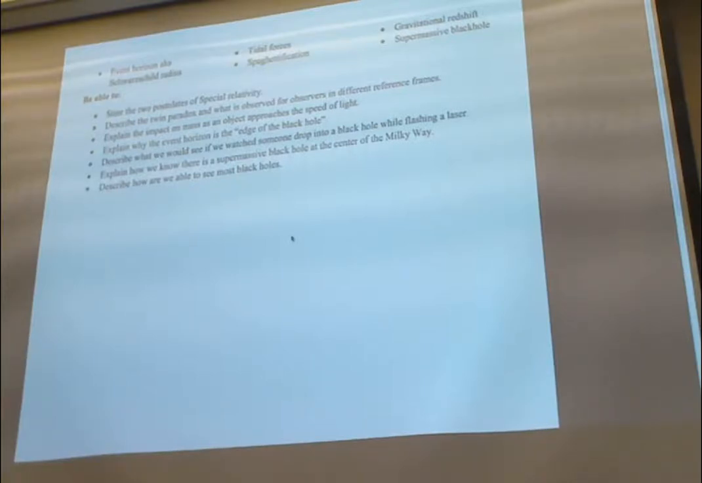And how do we know that there's a supermassive black hole? I just showed you the video, right? The stars are orbiting something that's invisible, it's got to be there. And then last, how do we see most black holes? We don't see the holes, but what do we see? The accretion disk. When matter is falling in, it heats up and shines with X-ray light while it's still falling in. And so for that little moment, when the accretion disk is there, then we can see the black hole. Once the accretion disk is gone, they're invisible.